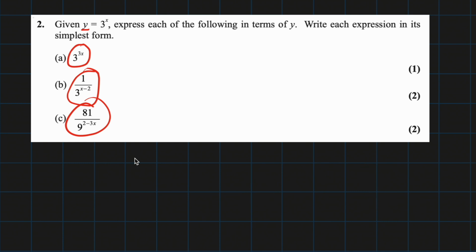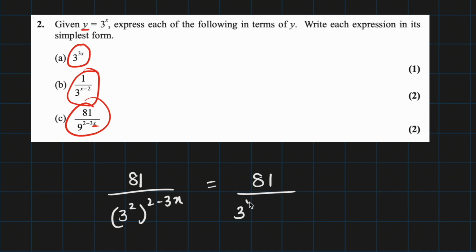Let's try part C now. 81 over 9. 9 is just 3 squared. 2 minus 3x. Do you notice I'm trying to bring 3 here because I have this x term here, so I need to change it with y. Now, 81 over 3, 4 minus 6x. How do I isolate 3 to the power x? 81, I need to write 3 to the power x into minus 6. This makes it minus 6x.